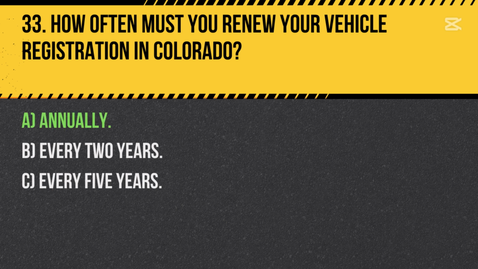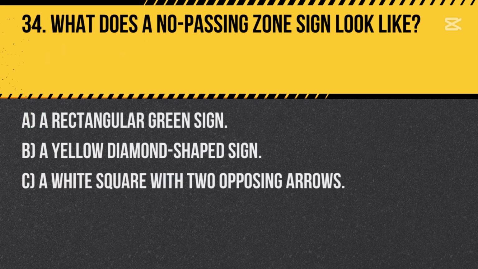Answer: A. Annually. Vehicle registration in Colorado must be renewed every year to ensure all vehicles on the road are properly documented and meet state regulations. Question 34. What does a no passing zone sign look like? A. A rectangular green sign. B. A yellow diamond-shaped sign. C. A white square with 2 opposing arrows.